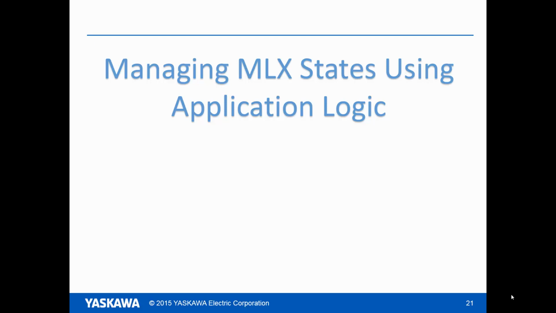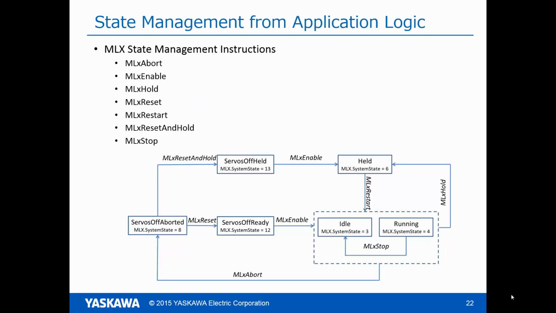First, we will discuss managing MLX states from application logic. The state of the system can be controlled from the MLX HMI main screen. However, it is often useful to do this from application code instead. For example, these code commands could be used to automatically start a system upon power-up or to automatically stop the system based on some sensor inputs. This picture shows the states of the system.